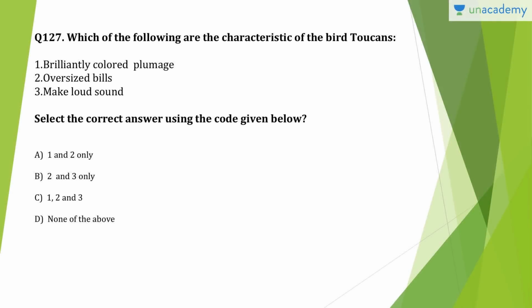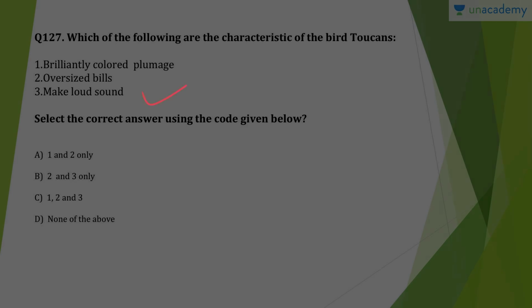Question number 127. Which of the following are the characteristics of the bird toucans? Brilliantly colored plumage. Yes, if you see them, they are really brilliant. Then oversized bills, so that is also correct. Then they make loud sound. Yes, this is also correct. So answer here is C, that is 1, 2, 3.